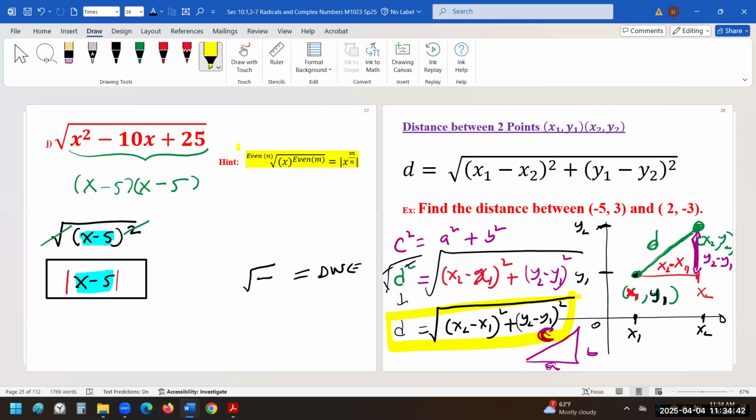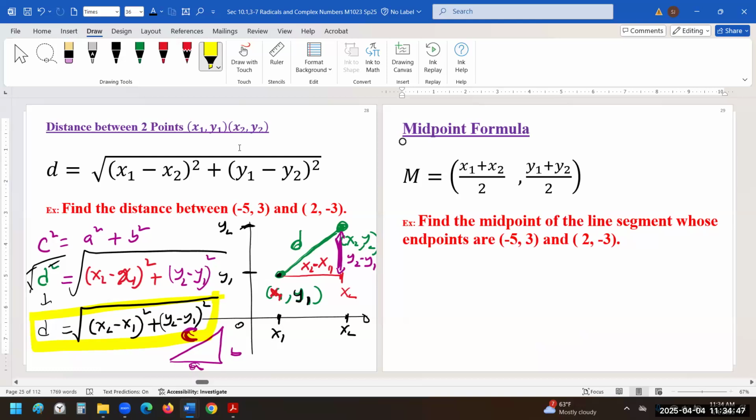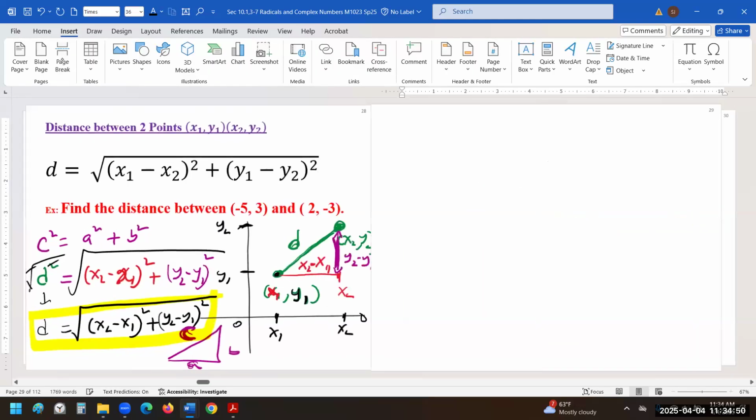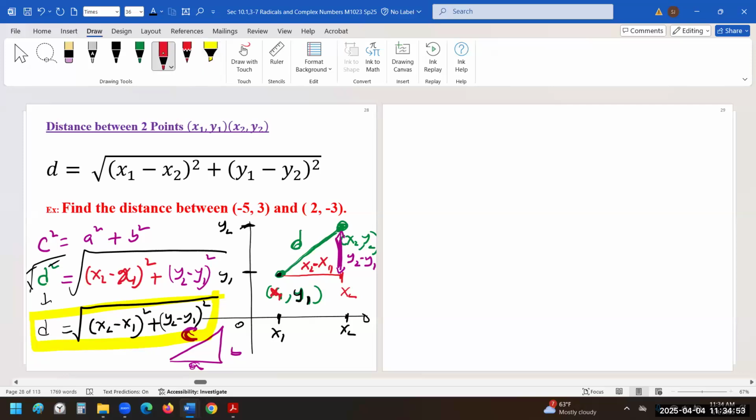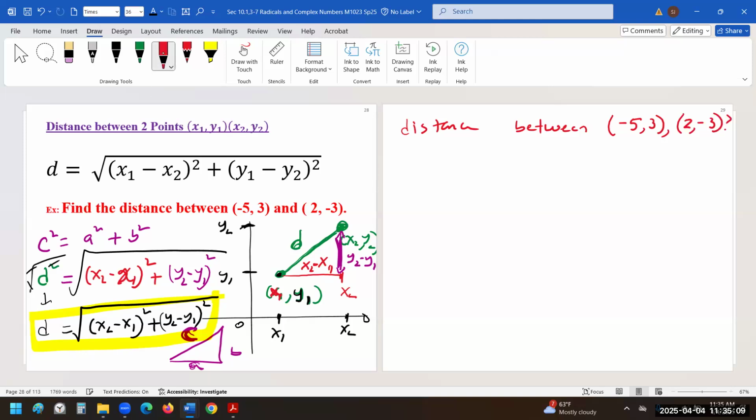It's up to you. Now, once you know your formula, you go ahead and apply that to find out the distance between any 2 points. So you're looking for what's the distance between -5, 3 and 2, -3. So this is our x1, y1. This is our x2, y2. You can switch the position. It doesn't matter.